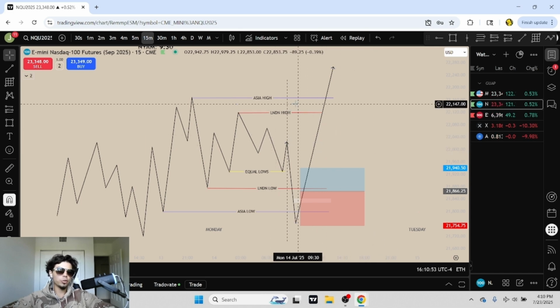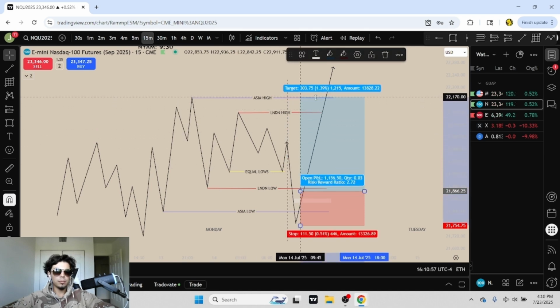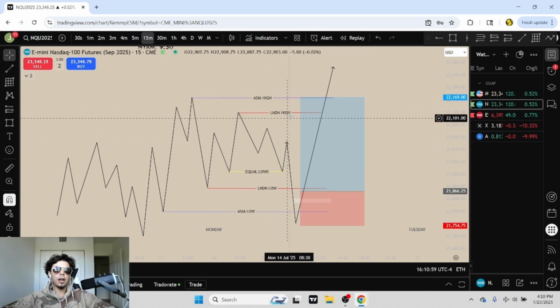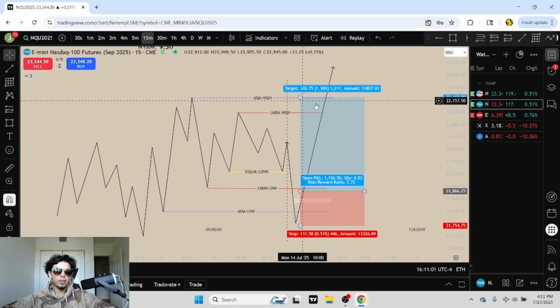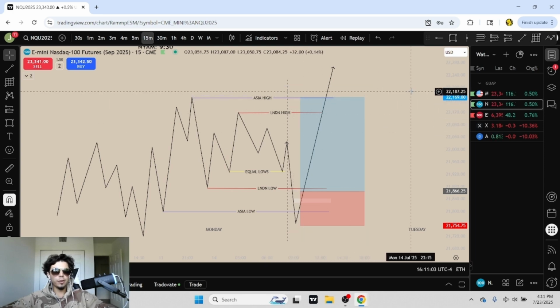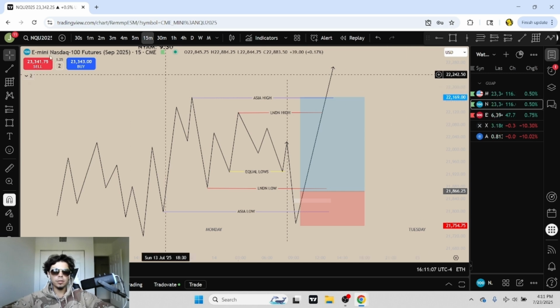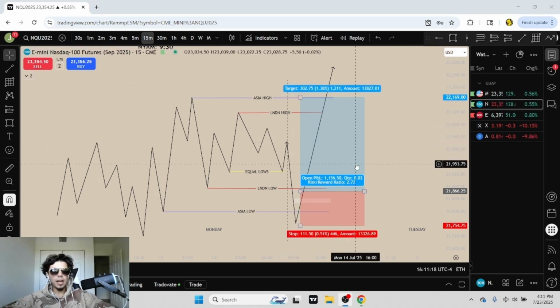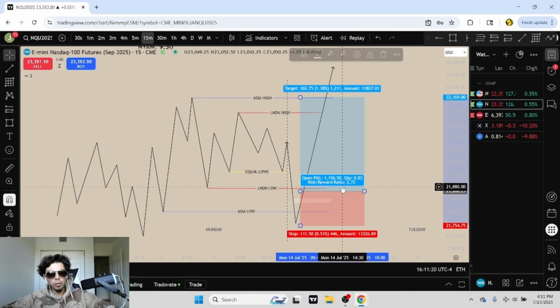So what high time frame draws on liquidity do we have on the buy side? Yeah, you bet. We have the London highs and we have the Asian highs. So not only can we use this for areas of reversal, but we can also use these as our take profit areas.